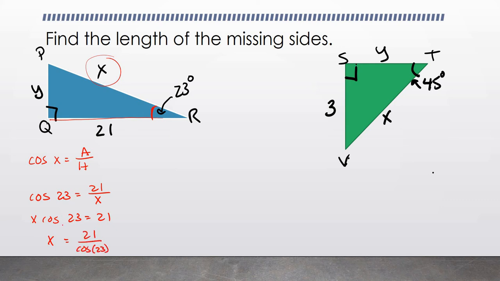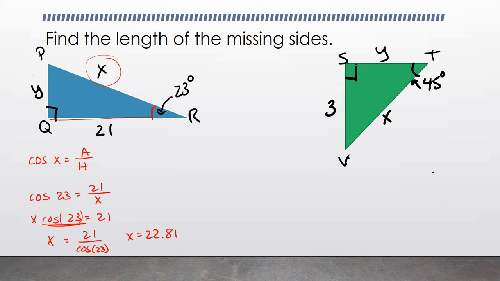That cosine of 23 represents one number. So I'm going to plug into my calculator 21 divided by, push the cosine button right next to the sine, type in 23, and I get 22.81, and then there's a few more numbers as well.